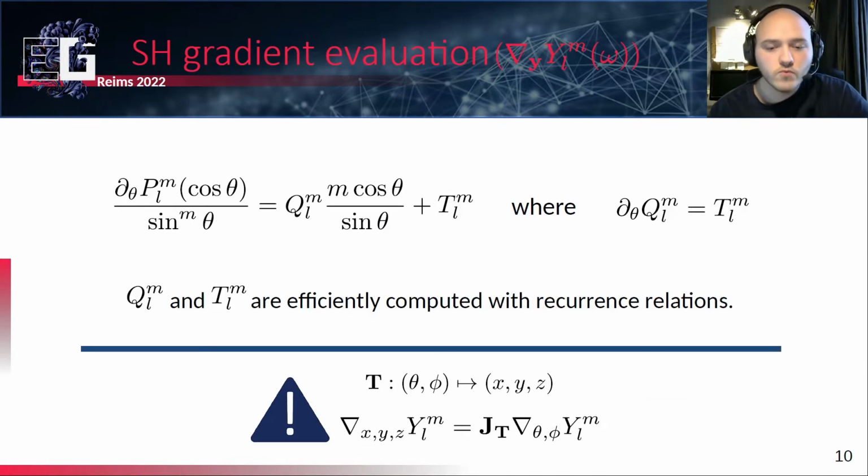By doing so, we found this equation, where the Q_l^m are the recurrency relation proposed by Sloan, and the T_l^m are their derivatives. However, it should be noted that at the end, we need the spatial gradient with respect to the Cartesian coordinates, whereas until now, we compute the gradient with respect to the spherical coordinates. It means that the change of variable must be done by multiplying each spherical harmonics gradient by the Jacobian of the transformation from the spherical coordinates to the Cartesian coordinates. Even if this step costs computation time, this approach is very efficient.